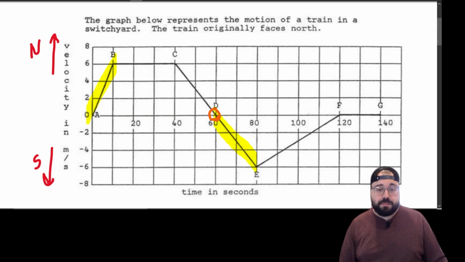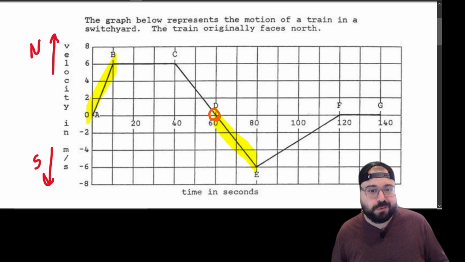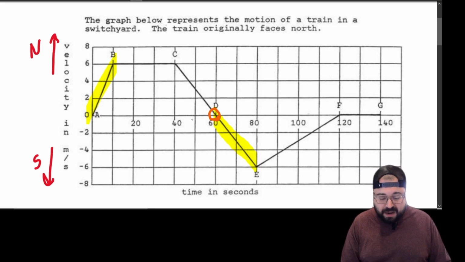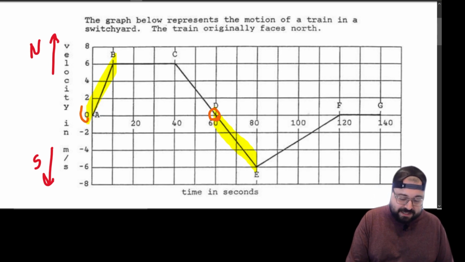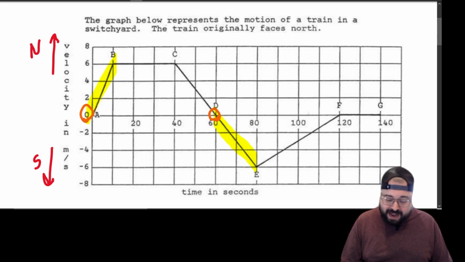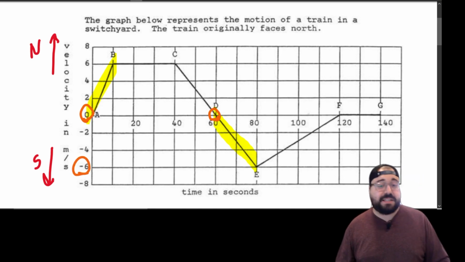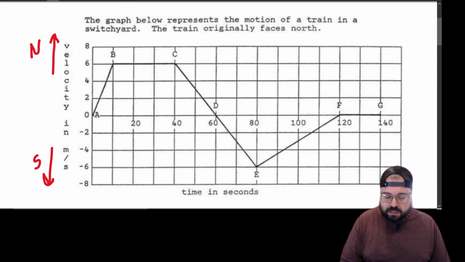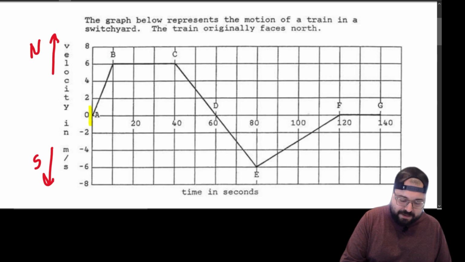So a negative slope would be a southward acceleration when we're moving south, which means we're speeding up. And we can tell this again just by looking at those numbers on the axis. At point D, we are at 0 meters per second. And then at point E, we're at negative 6 meters per second. So we increased our speed from 0 to negative 6 meters per second. Kind of interesting. So let's highlight this. A to B, we're speeding up, and D to E, we're speeding up.